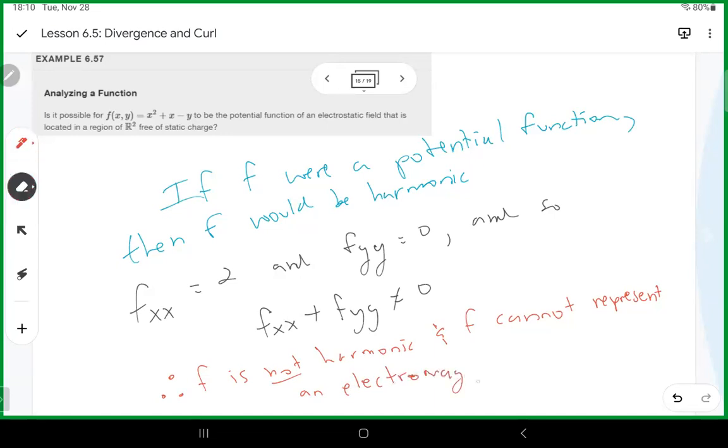Nope. Electrostatic, not electromagnetic. I'm making up physics words. Potential.